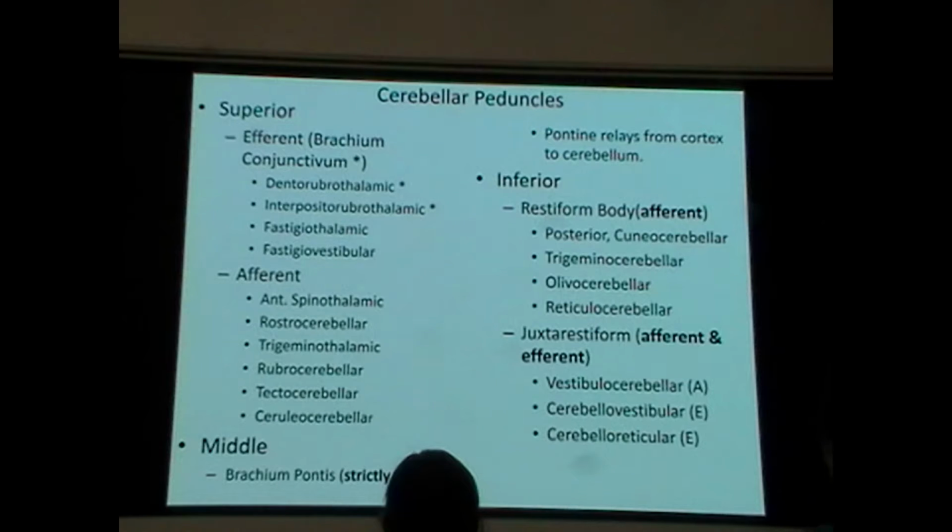Juxtarestiform is both afferent and efferent. The afferent portion is information coming from the vestibular nuclei, so that comes in from the vestibulocerebellar pathway. The efferent output here is cerebellovestibular. The cerebellovestibular is responding to information in association with balance. The cerebelloreticular is responding to information that is gathered by the reticular formation and a variety of sensations that it receives, in regards to really cortical neurons.